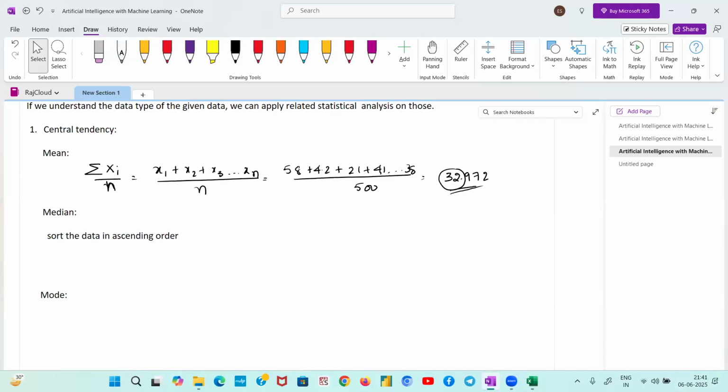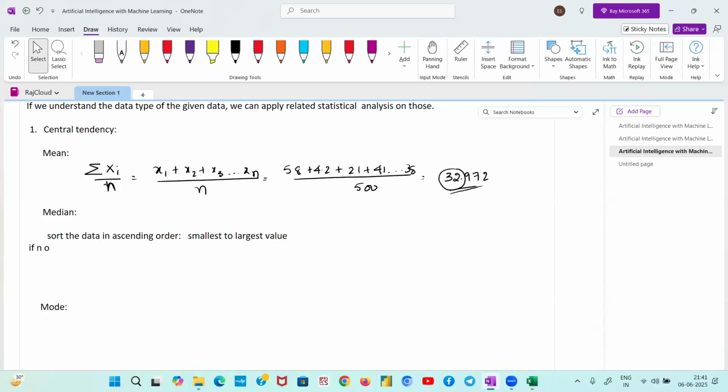First, ascending order is what here? Smallest value to largest value. It will put down first. After that, if there are n number of samples, what does n mean here? Total number of samples. How many samples?